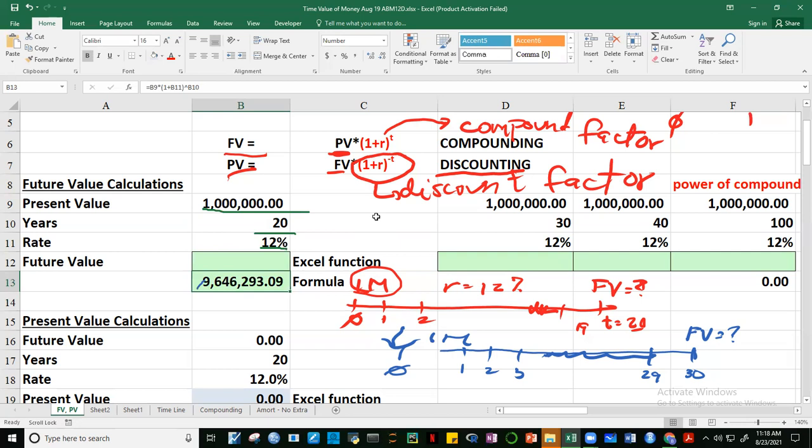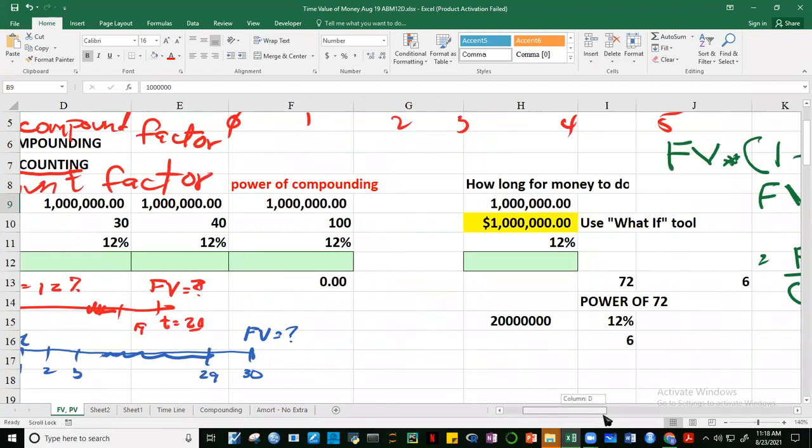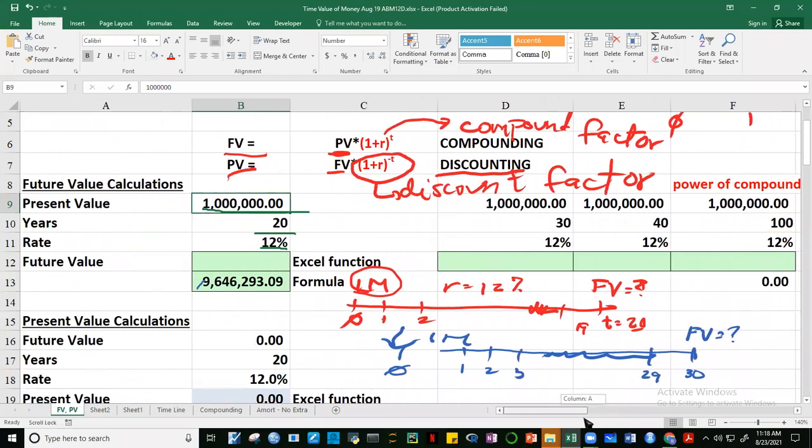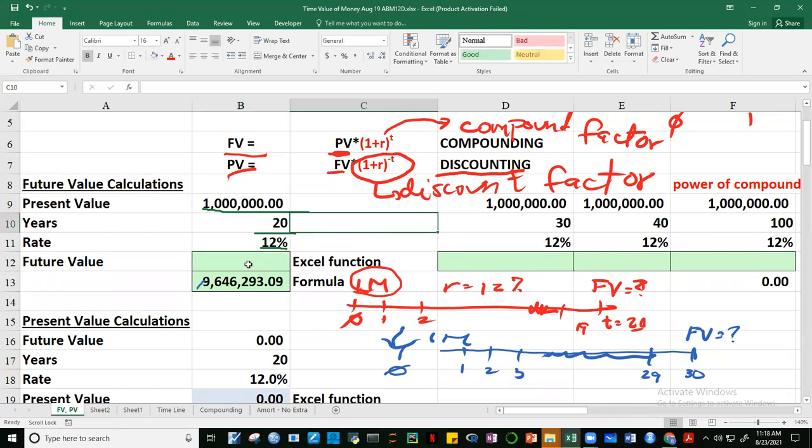So we can say that we are indifferent, guys. If we were asked to choose between 1 million now and 9.6 million 20 years down the road at 12%, we are indifferent to choosing among them. Ano ibig sabihin indifferent? Wala tayong pakialam kung ano yung pipiliin natin. It doesn't matter guys kasi equivalent sila. Yung 1 million ngayon, pareho lang na 9.6 million in 20 years at 12%. Clear yun?